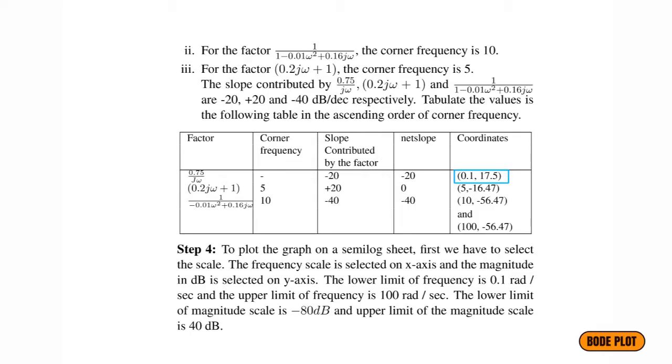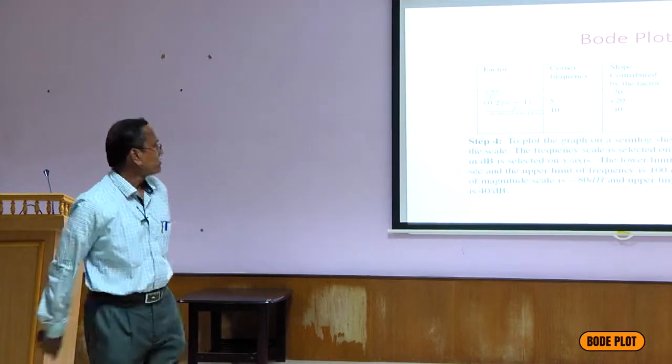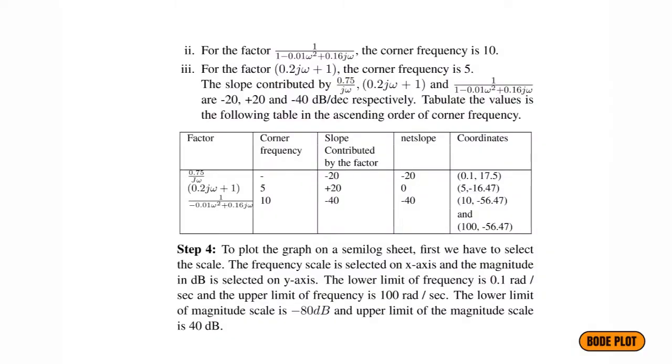What is the next corner frequency? It is 5. The factor is in the numerator. What is the slope contributed by it? Plus 20 dB per decade after the corner frequency, because it is a numerator and gives a positive slope. Already the net slope is minus 20, and now the contribution is plus 20. If we add these two, we get 0. Now we have to find the coordinates at this corner frequency, at 5. Up to 5, what is the slope?